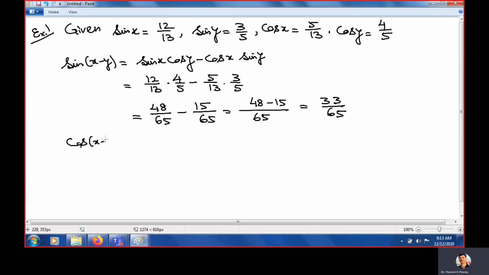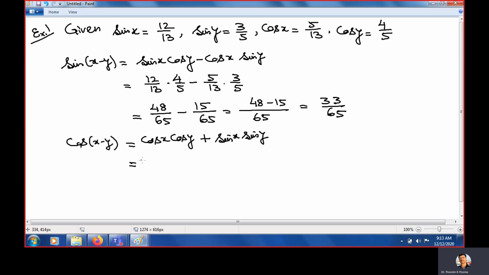And what is cos x minus y? It is cos x cos y plus sin x sin y. If you want to learn these formulae, please always remember in sin x plus y, there will be plus in the formula. Sin x minus y, there will be a minus in the formula. But in cos it is opposite. Cos x plus y, there will be a minus, and cos x minus y, there will be a plus. This is how you can learn these formulae.